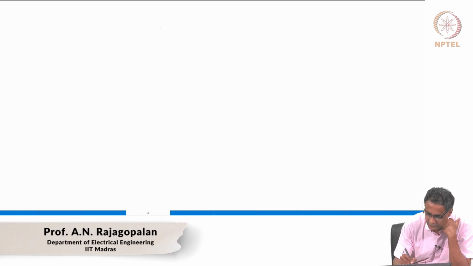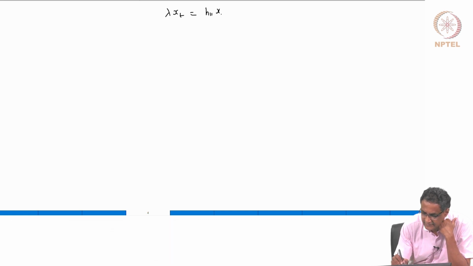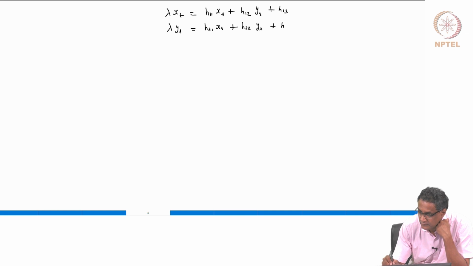Okay, now if I write down the first equation, lambda xt is equal to h11 xs plus h12 ys plus h13. Then lambda ys on the left will be h21 xs plus h22 ys plus h23, and then lambda, the third, will be just lambda is h31 xs plus h32 ys plus h33. This is what you have.